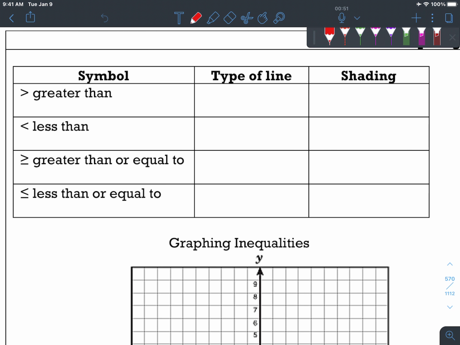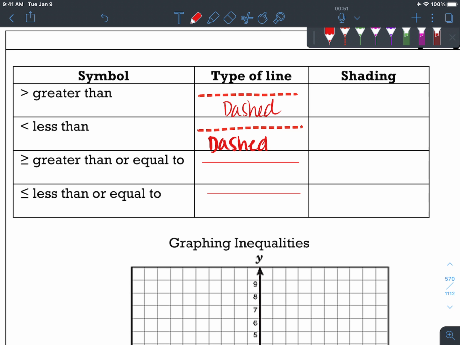So, first thing we want to talk about is graphing those crazy inequalities. We have a couple of different symbols that we can use with this: greater than, less than, greater than or equal to, less than or equal to. If I see a greater than or a less than, I know that this is going to be one of my dash lines. However, if we have that extra line that tells me equal, that means that it's definitely going to be a solid line.